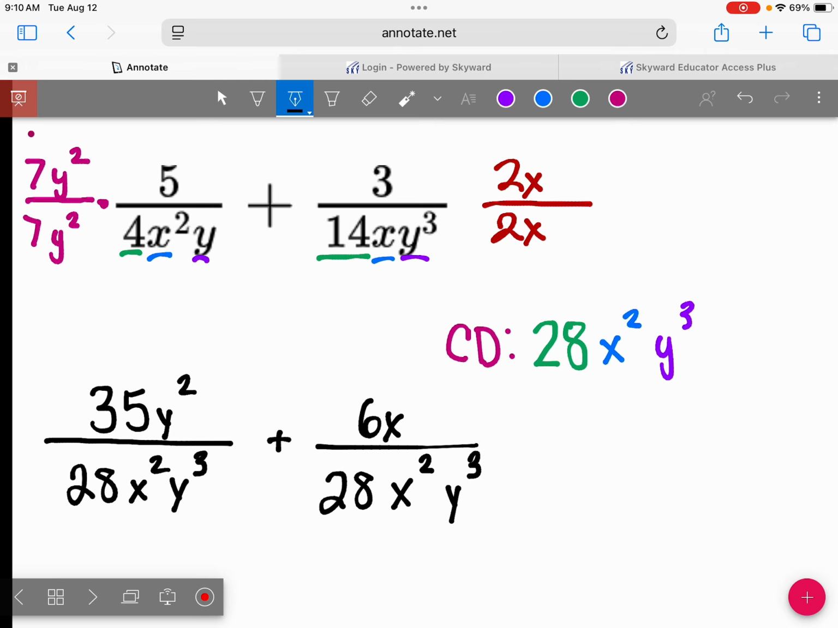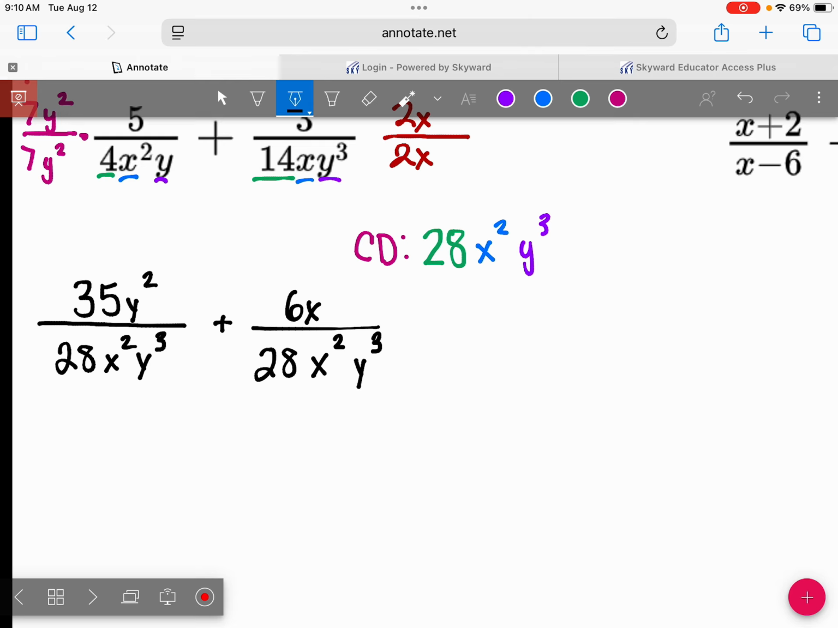Now that they have those same denominators, I can add them together. So our denominator is going to be that 28x squared y cubed. Can I put together 35y squared and 6x? Can I combine them together? Smoosh. Because they're different variables. It's like 35x squared and 6x. I can't combine those together. They have different variables, different powers. We can only combine them together if their terms are exactly the same.